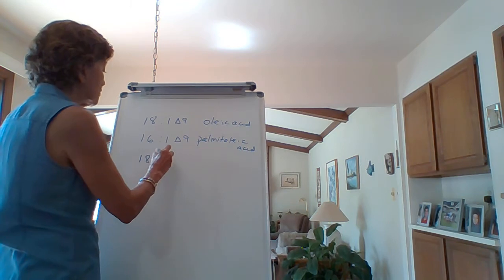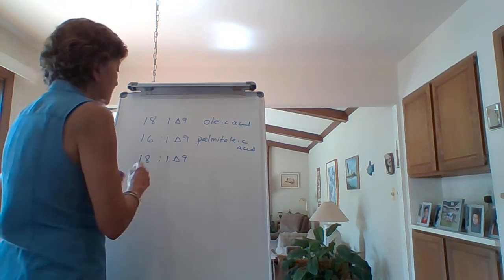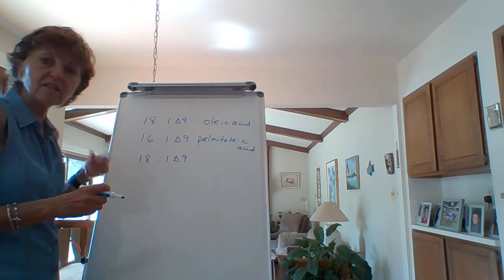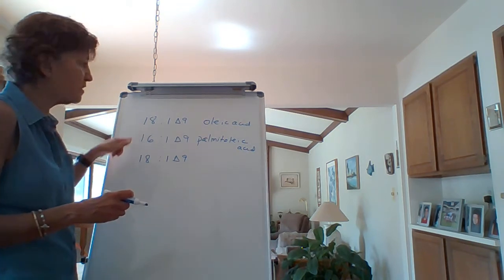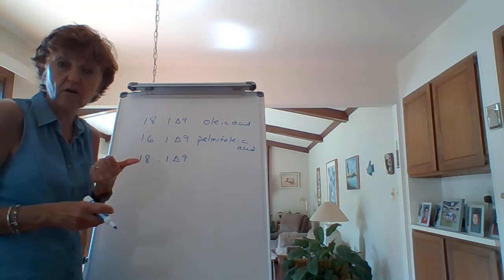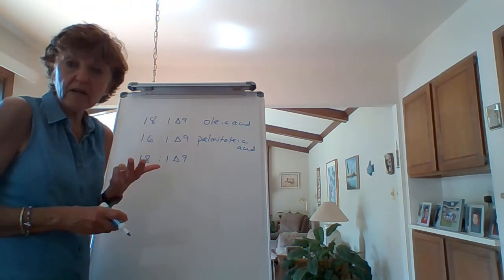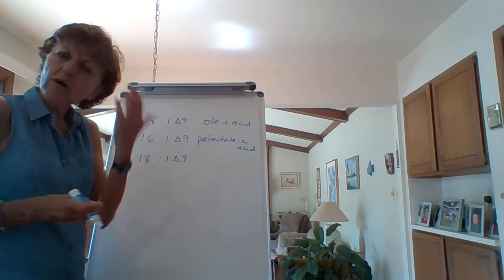It's 18:1 delta 9. Oh, but look, you can see that these are identical. What do you think the difference is going to be between this guy and this guy? They both have 18 carbons. They both have one double bond. And they both have the double bond at carbon 9. So what could the difference be?